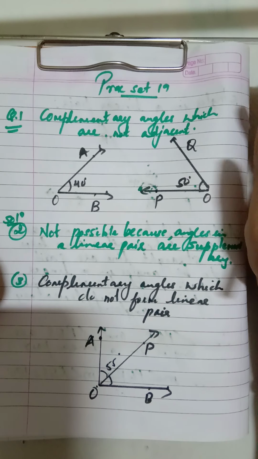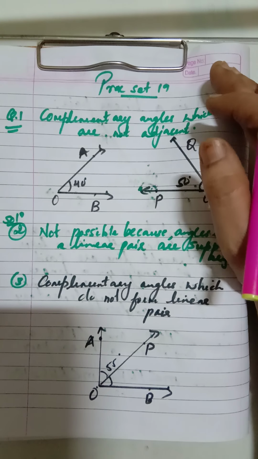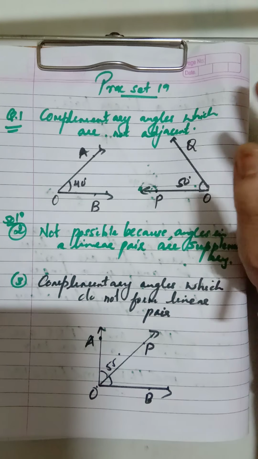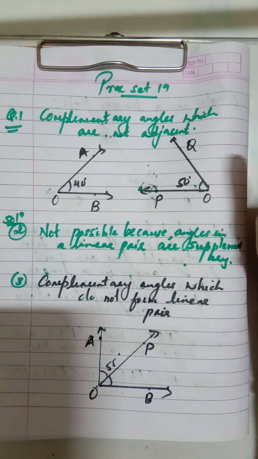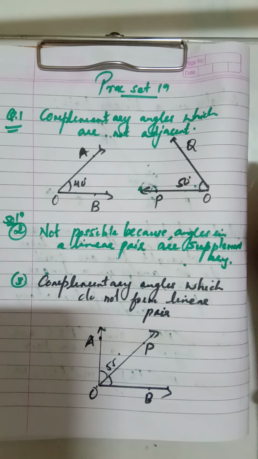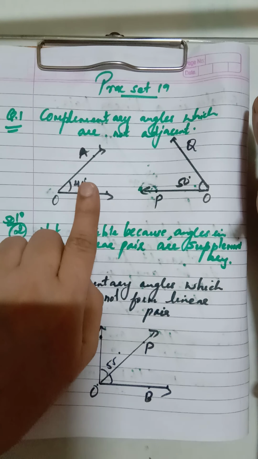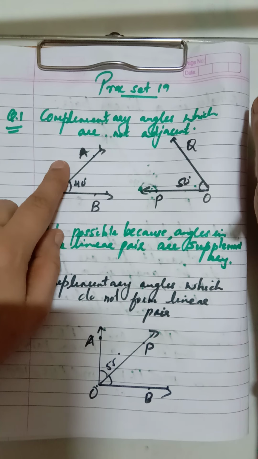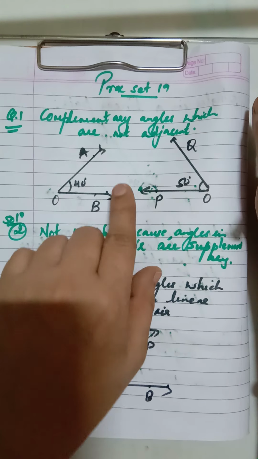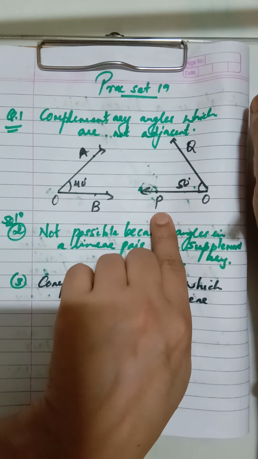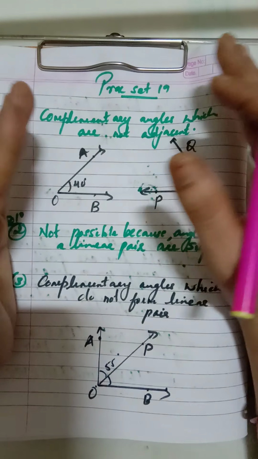They should form complementary angles, that means the sum should be 90, and they should not be adjacent angles. Now you remember the definition of adjacent angles: two angles are said to be adjacent when they have a common arm and their interiors are separate. That was the condition. So here children, I have drawn two angles, angle AOB 40 degrees and angle POQ 50 degrees. They are separate, they are not adjacent.